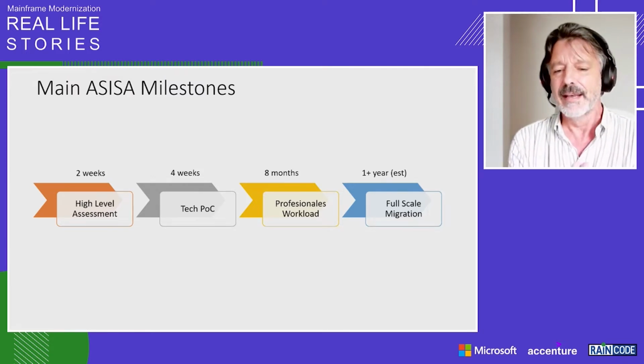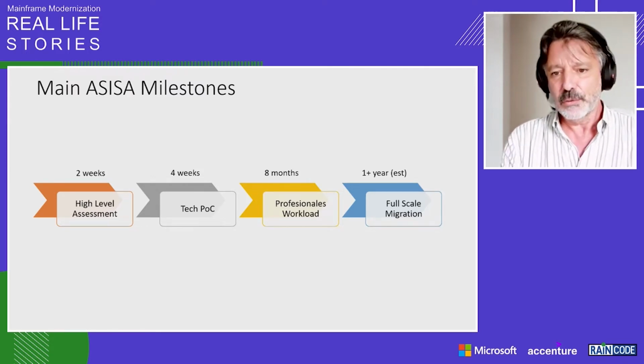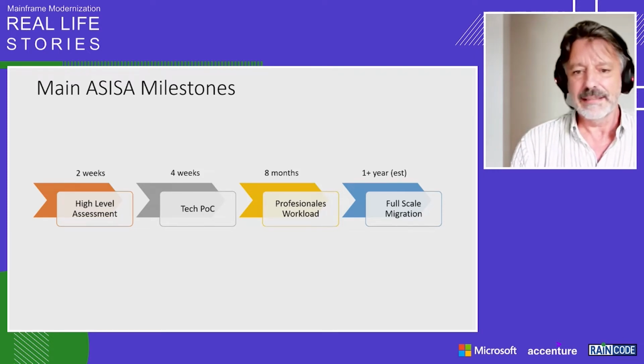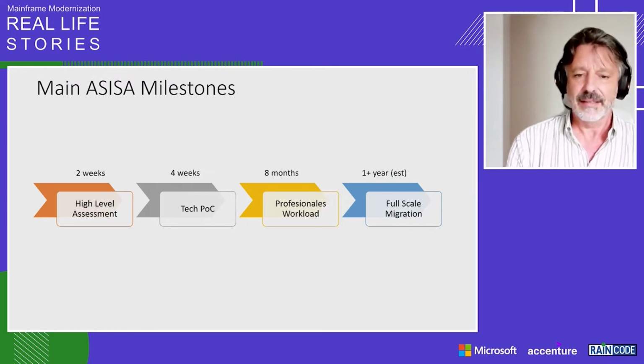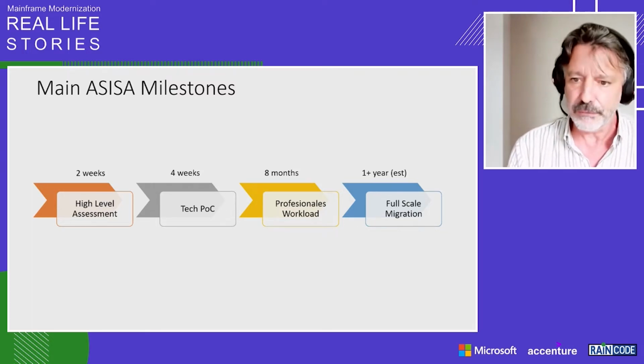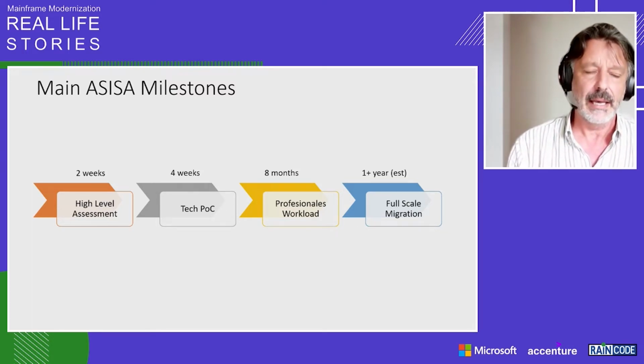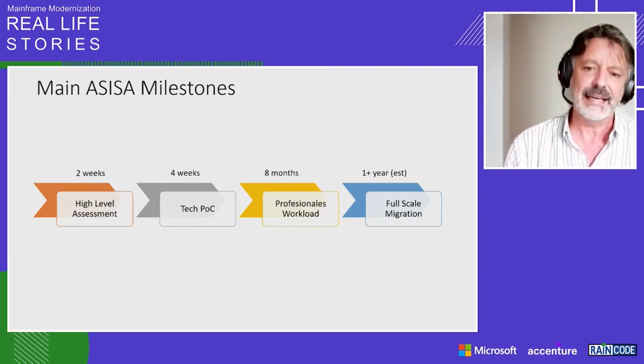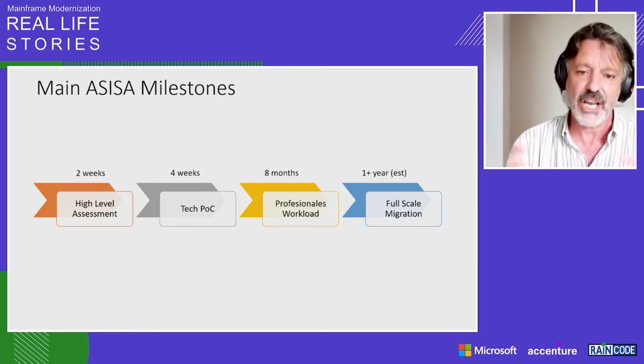So the idea, by doing this MVP, is to get the muscle and the practice about how to do it. And then with this knowledge, we are able to do the full scale migration more quickly. So this is an iterative process and a very agile mindset.